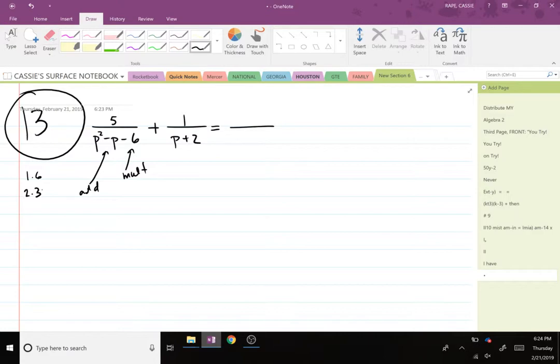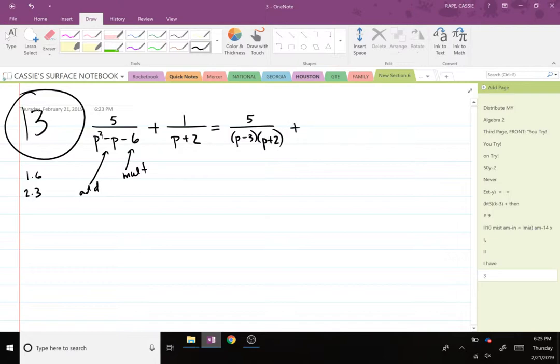So the left hand side here, p squared minus p minus 6, it's going to factor to p minus 3 times p plus 2. I gave the 3 the negative because the larger number when you're combining is always the number that gets the sign. So this ends up being 5 over p minus 3 times p plus 2.